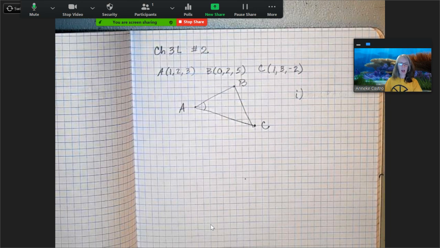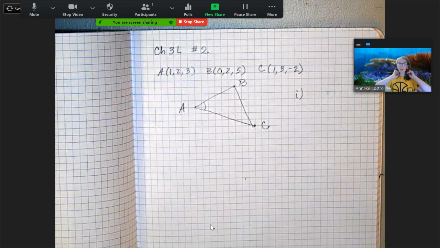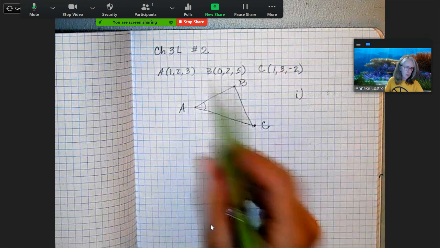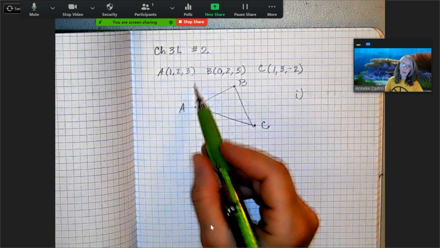Okay, I've been asked to make a helper video for section 3L, problem number 2. This problem gives you a triangle and the coordinates of the 3 vertices. Notice you have 3 coordinates, so it's in 3-dimensional space.